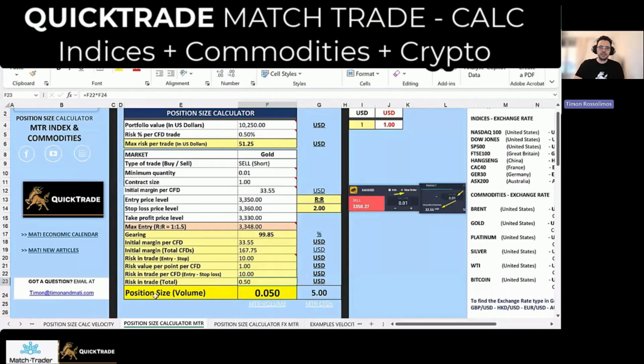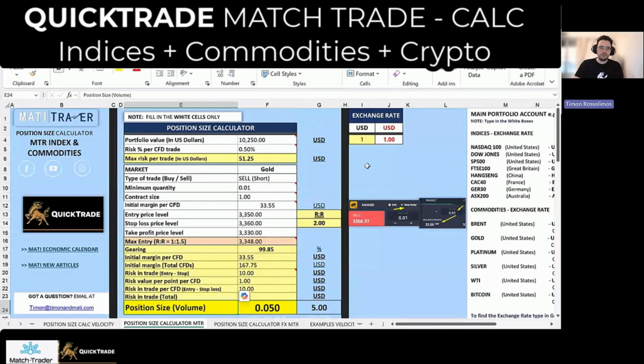So the position size is 0.05. So you will type in 0.05 in here, 0.05 here. And then you can sell or buy whichever you want, and you can put in your stop loss and take profit. So that is how to trade index and commodities.